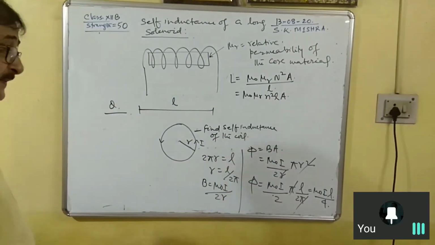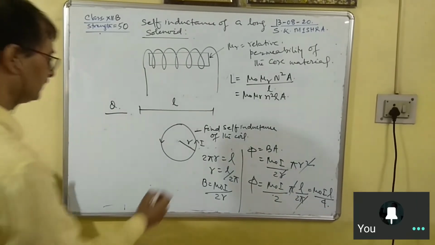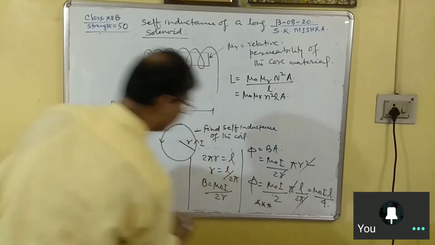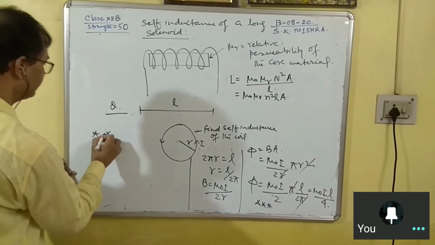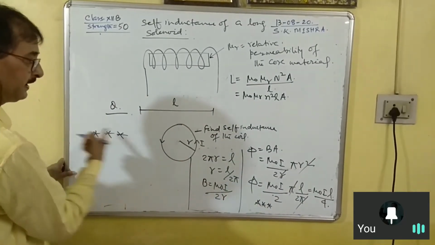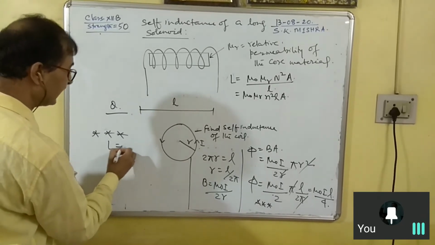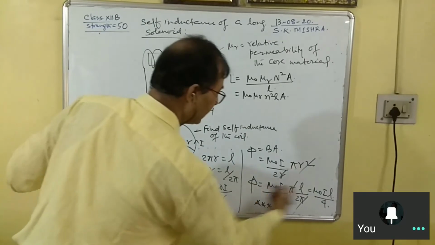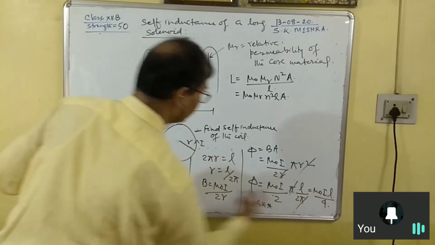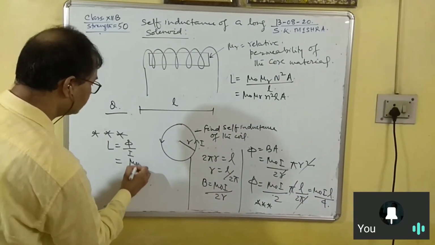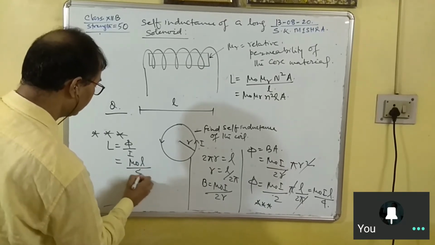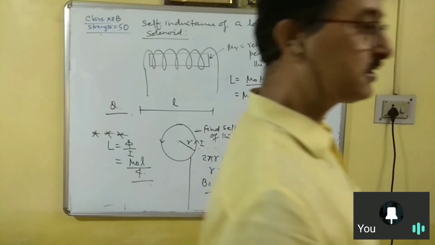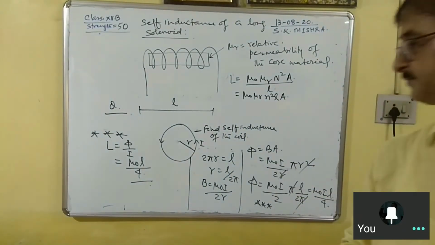Now self-inductance L. I am writing this from here only. Then self-inductance, if it is L, L is phi by I. So what is phi by I? Phi by I is mu naught L by 4. So this is mu naught L by 4, the self-inductance.